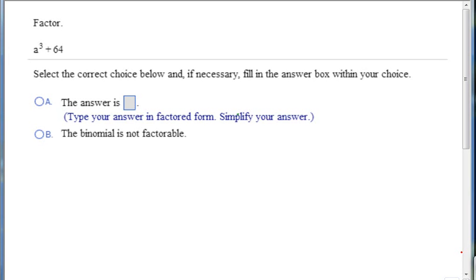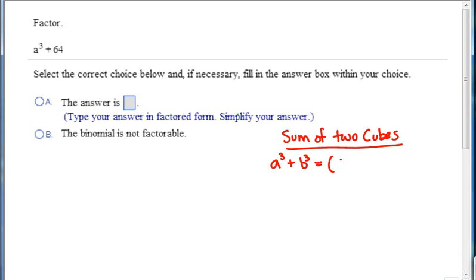In this video, we're going to factor the expression a cubed plus 64. To factor this, there's nothing common, so you have to use a special formula, which is called the sum of two cubes. Let me just go ahead and write down the formula and then explain why it works.